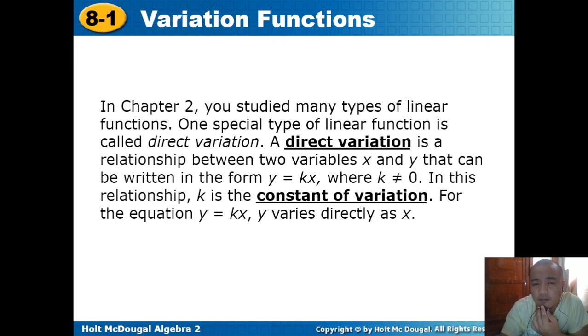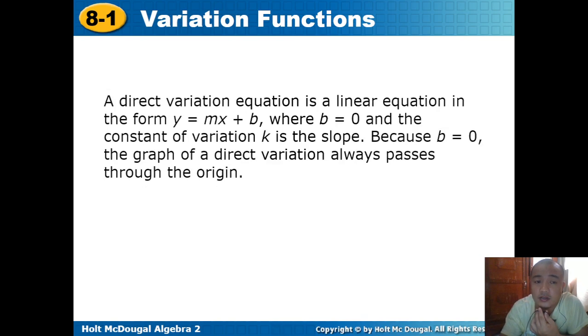In part 1 and part 2, you studied many types of linear functions. One special type of linear function is called direct variation. A direct variation is a relationship between two variables x and y that can be written in the form y equals kx, where k is not equal to 0. In this relationship, k is the constant of variation, and y varies directly as x. A direct variation equation is a linear equation in the form y equals mx plus b, where b equals 0, and the constant of variation k is the slope.